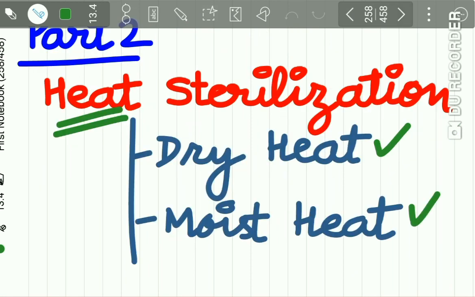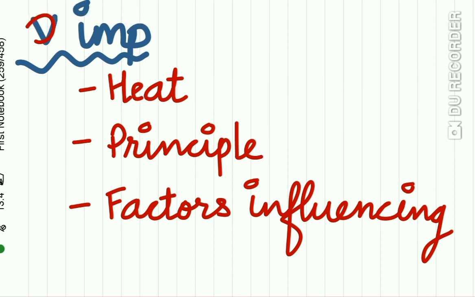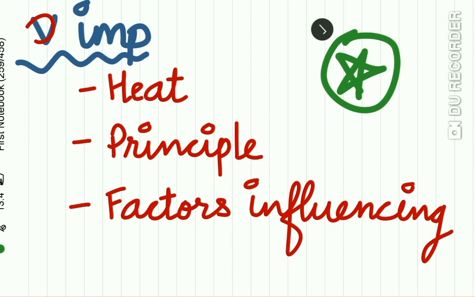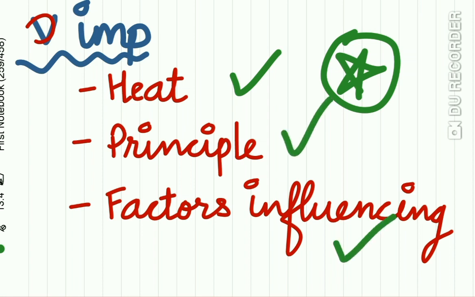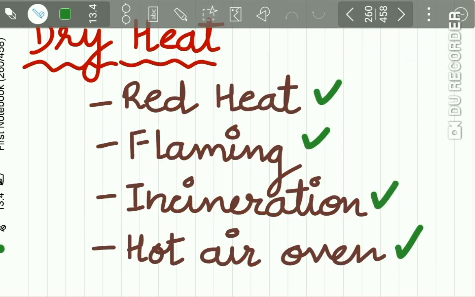In part 2 we will be studying the heat sterilization, in which we would be studying in detail the dry heat method of sterilization and the moist heat method of sterilization. This is a very important topic, so we have separately covered it in part 2. In this part we will be understanding how heat is used for sterilization, the principle of heat sterilization, and the factors affecting the heat sterilization.